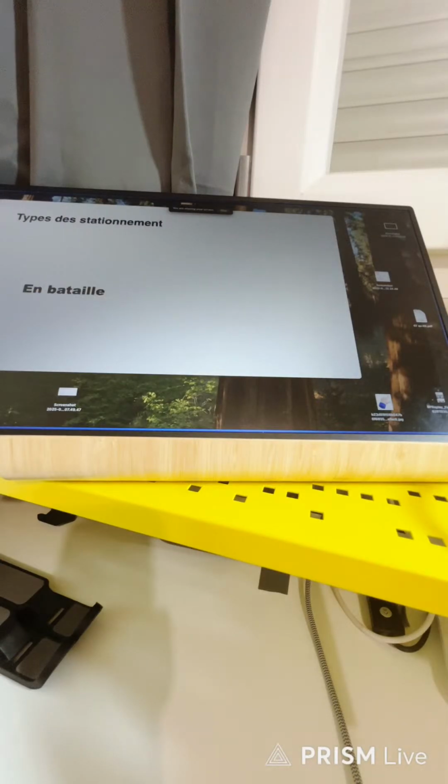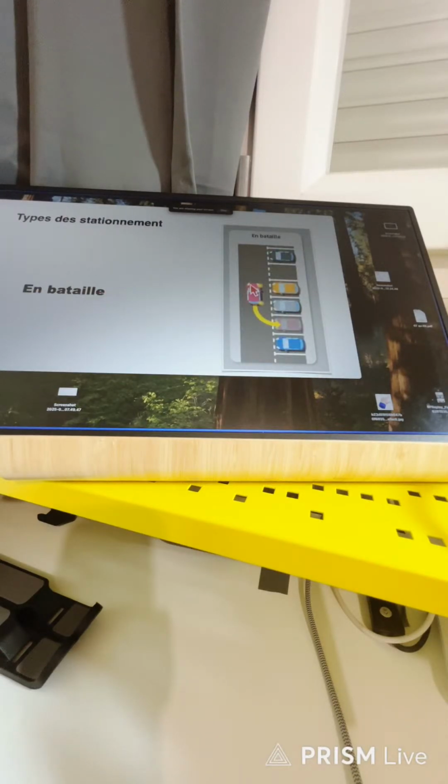Then the last one is called en bataille. En bataille means that this one is parallel to the road. It's not like the other one that is slanted. This one is parallel. So you can either park with your back or you park with your front as well. But it is advisable to always park with your back, so that if you want to go out, it will be easier for you to drive out and continue your journey. That's why it is advisable to park with your back.